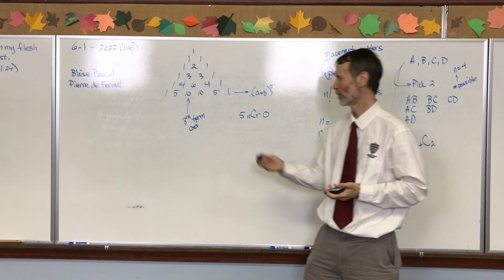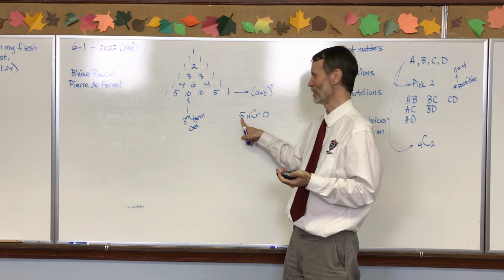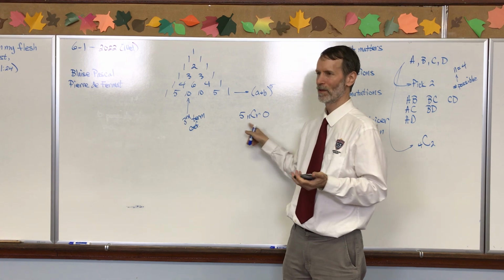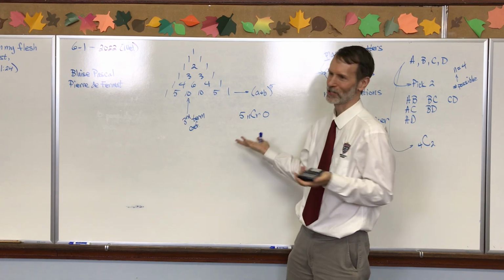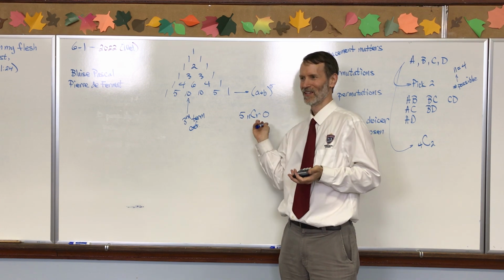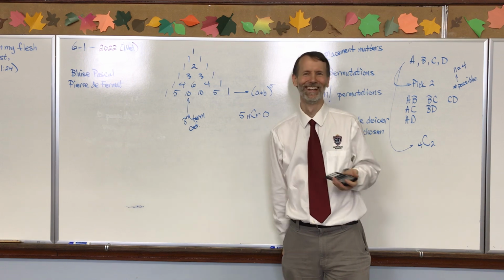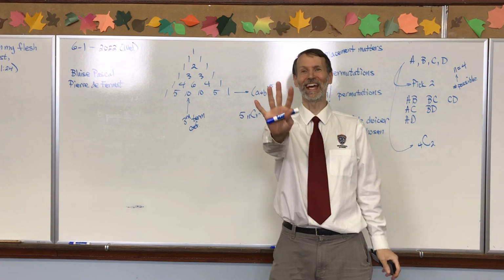Explain what just happened. What are they asking for? What does this mean? Think: you have a bunch of people. How many people do you have standing around? 5. How many people do you want to pick? 0. How many ways can you pick 0 people? 1. Just say, everybody stay.